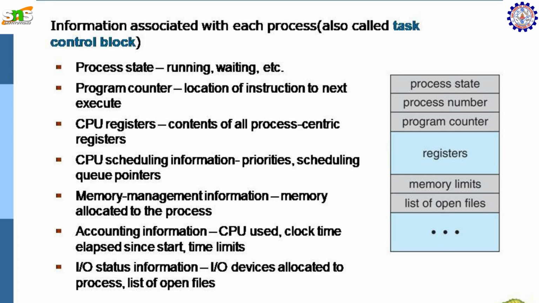CPU registers: contents of all process-centric registers. Then CPU scheduling information has the priority, scheduling queue pointers, etc. Memory management information contains memory allocated to the process. Accounting information contains CPU used, clock time elapsed since start, time limits, all these. And the last one is IO status information, which contains all IO devices allocated to the process and the list of open files.